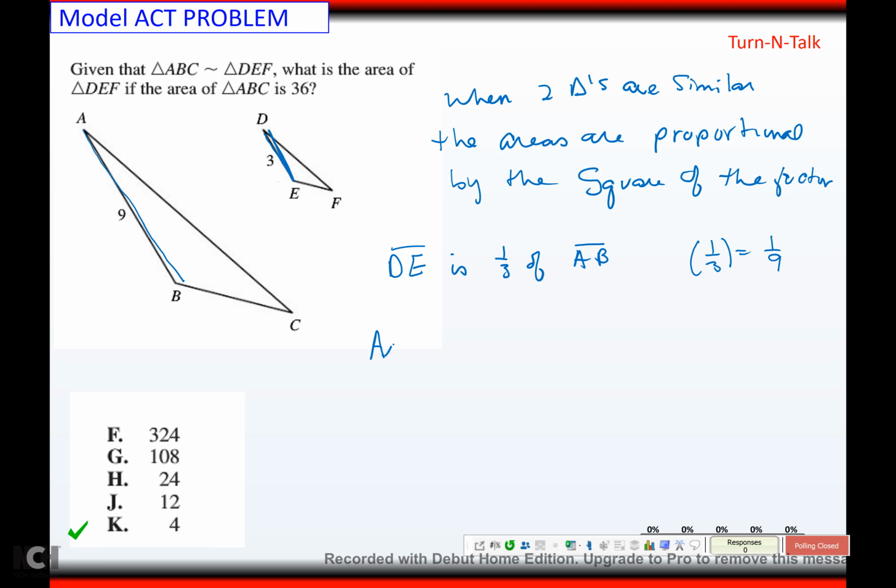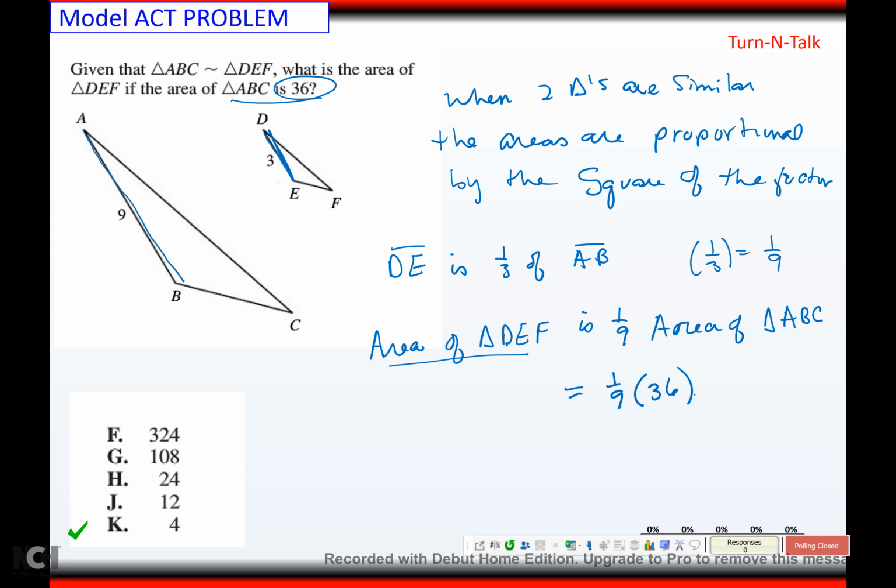So the area of triangle DEF has to be 1/9 of the area of triangle ABC. Well, I know that the area of ABC is 36. So the area of DEF is 1/9 of 36, which would be 4. Okay.